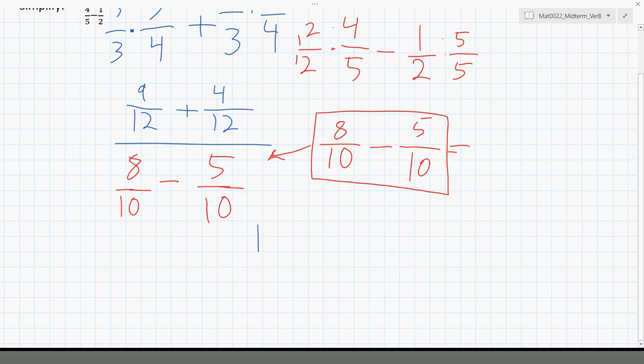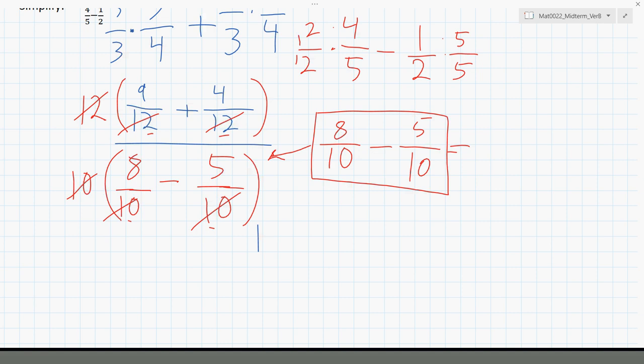Now at this point it looks really scary and we have a lot of big numbers going on. However, we have common numbers in each of our denominator sets above and below. So what we're going to do is take this entire top part and multiply it by 12. We're going to take this entire bottom part and multiply it by 10. When we do that, we cancel out all of our denominators, which means that they end up being 1.